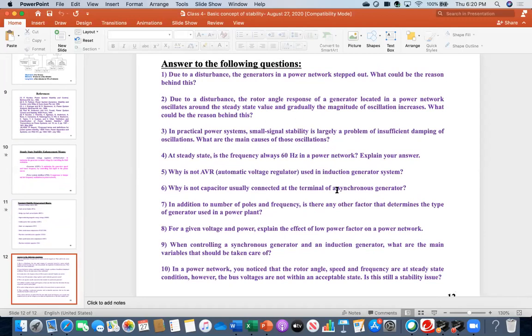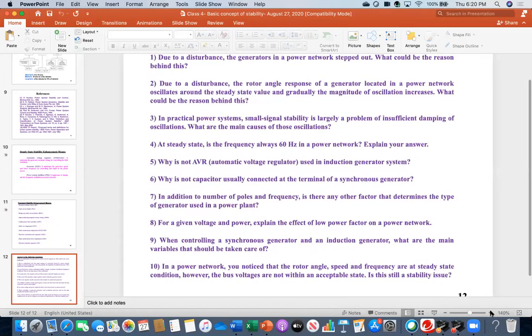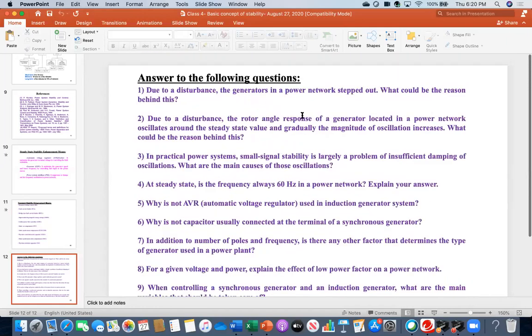Everybody see the first question. Let me make it bigger. First question: due to a disturbance, the generators in a power network stepped out. What could be the reason behind this? This means that you are noticing that in a power network, there are generators, and those generators stepped out. So what could be the reason behind this? What do you think?